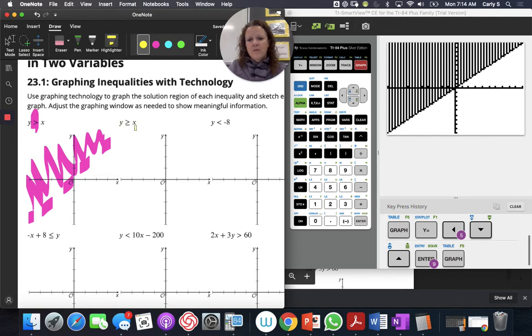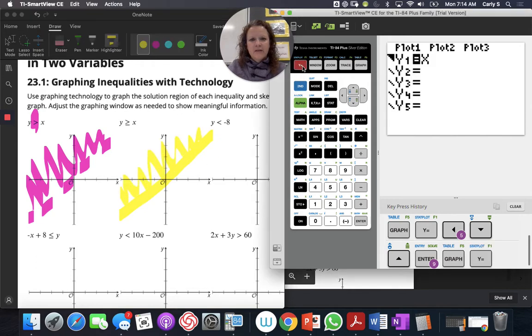Okay, here we have y is greater than or equal to, so we will have a solid line with everything shaded above it. All right, now let's go over here and do the y is less than negative 8. Now I can't do a less than versus less than or equal to in our graphing calculator. You just have to know the difference.